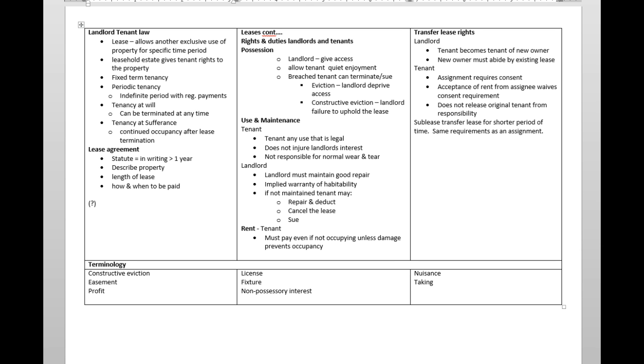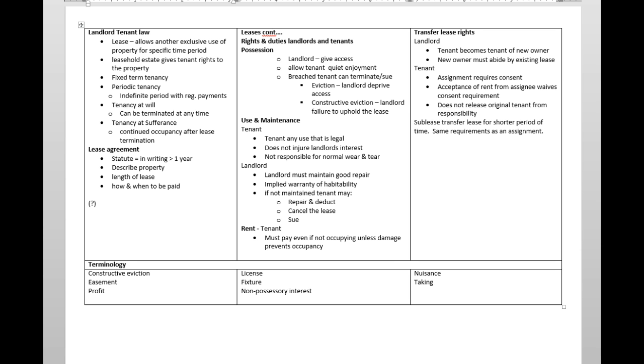A periodic tenancy is a lease period that is indefinite, but there are fixed payments or lease payments for the property. And a lot of states have it as if a lease runs out, that if nothing else happens past that point, that lease is still in effect until it's voided either by the tenant or the landlord. So it's an ongoing lease for an indefinite period of time.